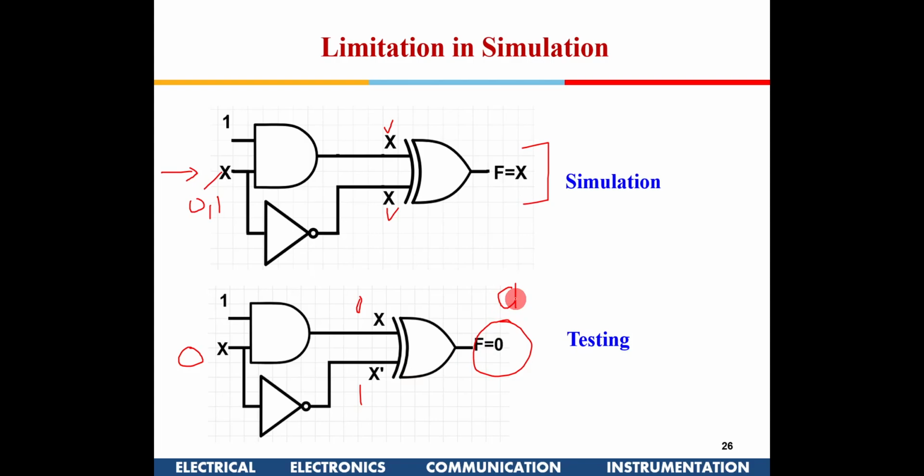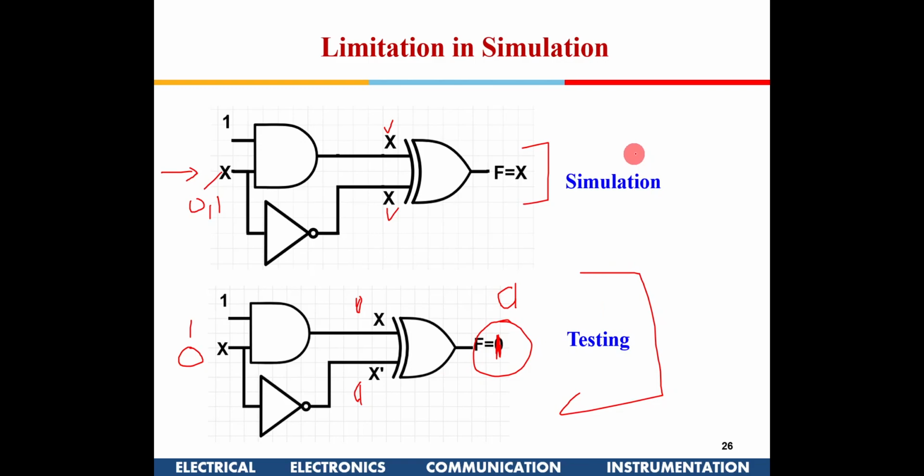I am making some mistake. The XOR of this will be 1, right? Always. Sorry, yes, sir, this will be 1. I have made a mistake here. So this will be 1 here, right? So if this is 1 here, it will be 1 here, 0 here. This will be 1 here, right?